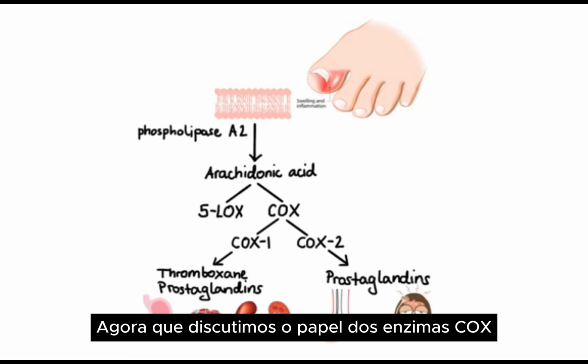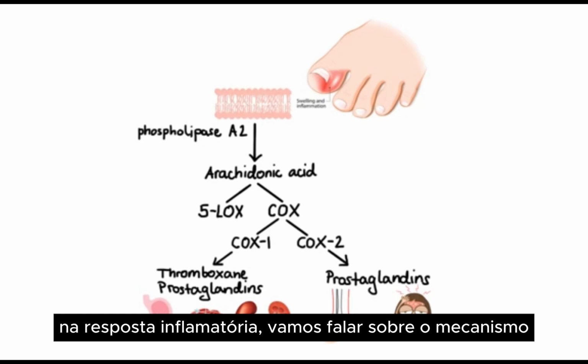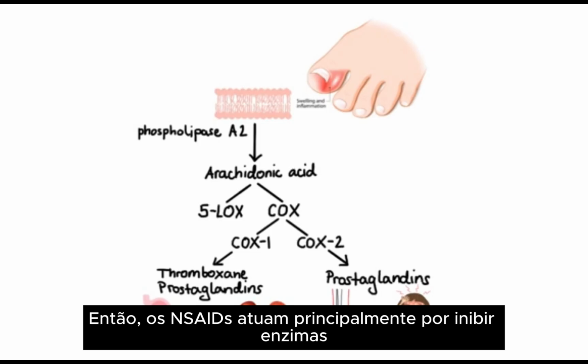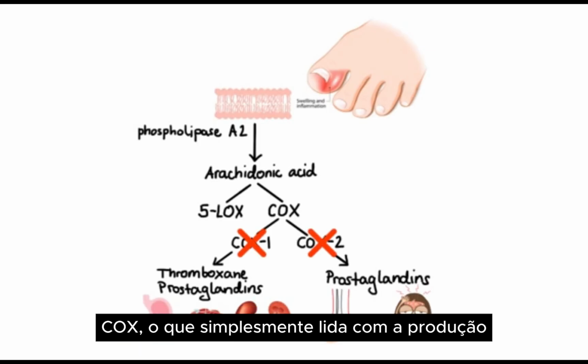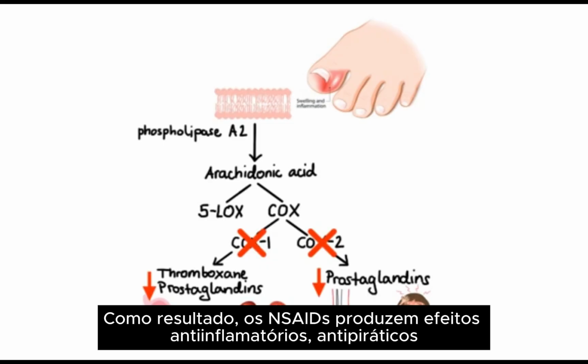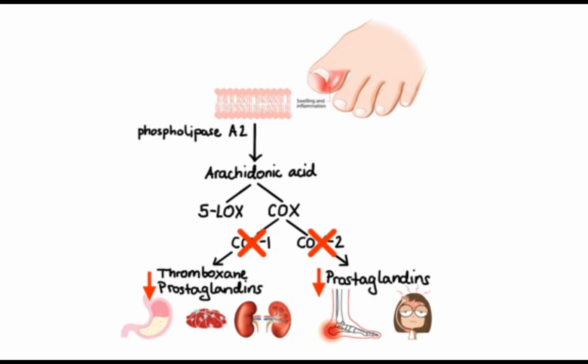Now that we discussed the role of COX enzymes in the inflammatory response, let's talk about mechanism of action of NSAIDs. So NSAIDs act primarily by inhibiting COX enzymes, which simply leads to decreased production of prostaglandins. As a result, NSAIDs produce anti-inflammatory, antipyretic, and analgesic effects.